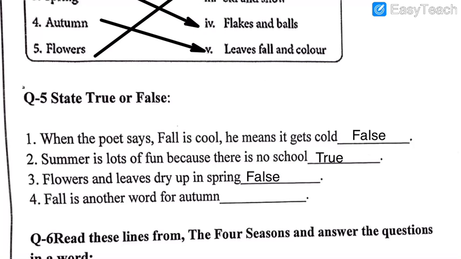I hope students you are checking your answer and you are marking whether it is right or wrong. Number 4, fall is another name for autumn. Answer is true. So, false, true, false, true. This way the answers are for these questions. I hope that you have checked it.